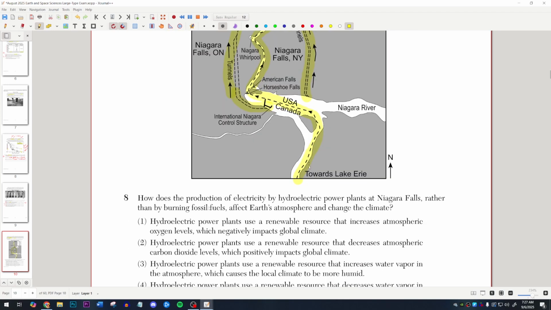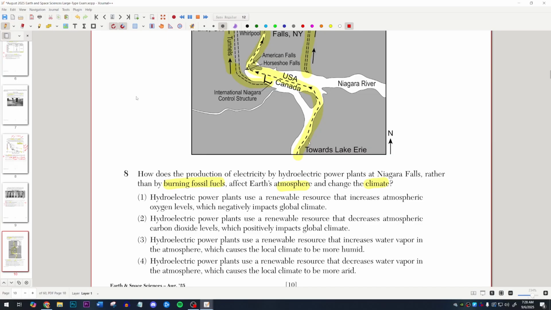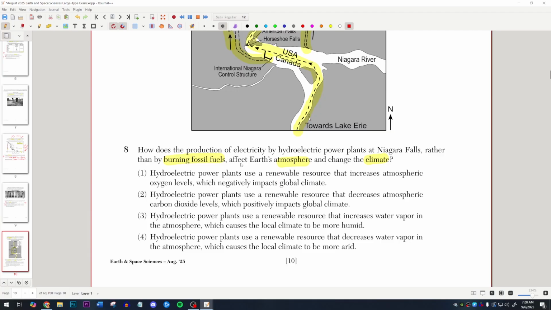Okay. How does the production of electricity by hydroelectric power plants at Niagara Falls, rather than burning fossil fuels, affect the atmosphere and change the climate? Obviously, burning fossil fuels is going to be bad. That's where it's going with this. So let's see what it says. Hydroelectric power plants use a renewable resource, yes, that increases the atmospheric oxygen levels. No. And renewable resources don't negatively impact the climate. Hydroelectric power plants use a renewable resource, yes, that decreases the carbon dioxide levels, yes, which positively impacts our climate. This is correct.